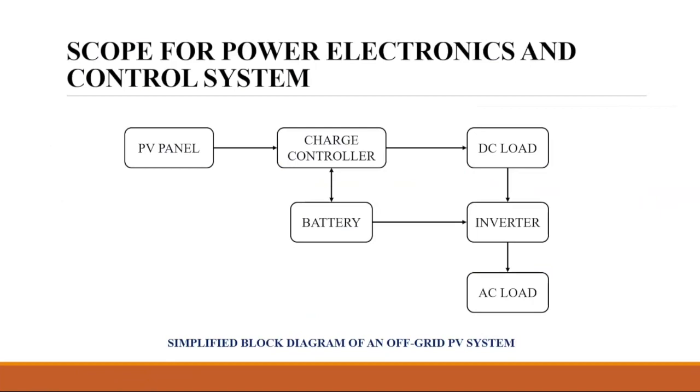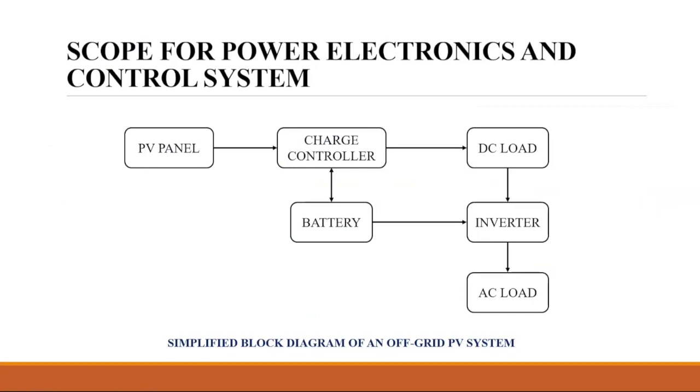So you see, this is the block diagram that I have put here. There's a panel, a charge controller, which I will explain later, a DC load, and an AC load. Because if we have to use an AC load also, we put an inverter. And there is a battery also.